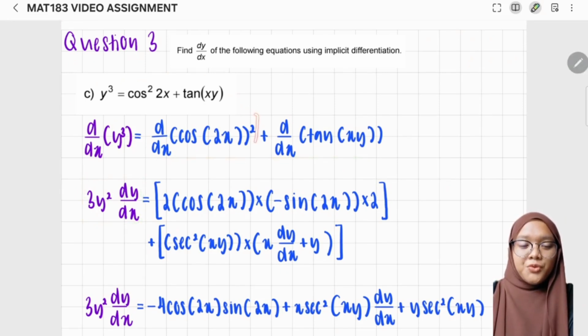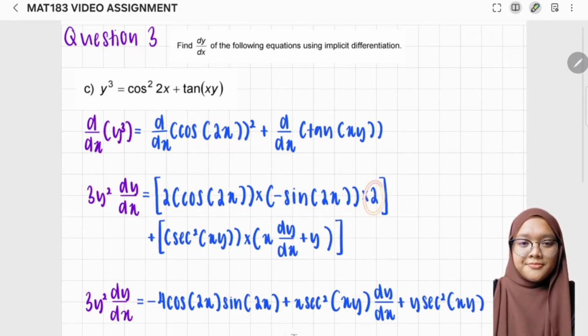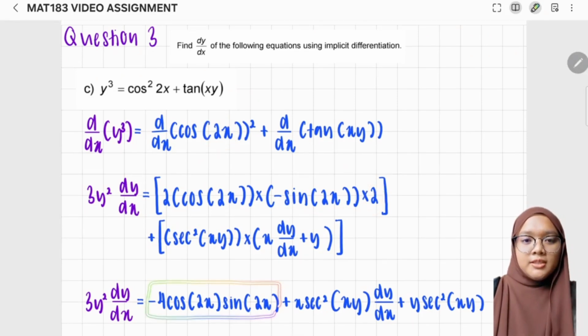For cosine squared of 2x, we apply the chain rule twice. The outer derivative gives 2 multiplied by cosine 2x, multiplied by the derivative of cosine, which is negative sine 2x. And finally, multiply by the derivative of the inner function 2x, which is 2. This simplifies to negative 4 cosine 2x sine 2x.